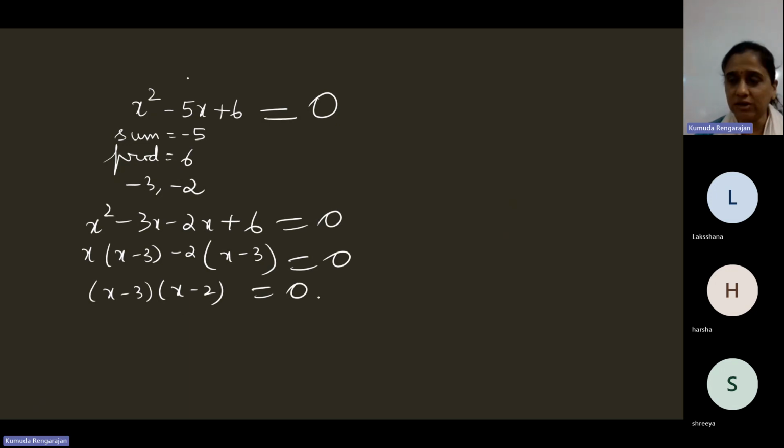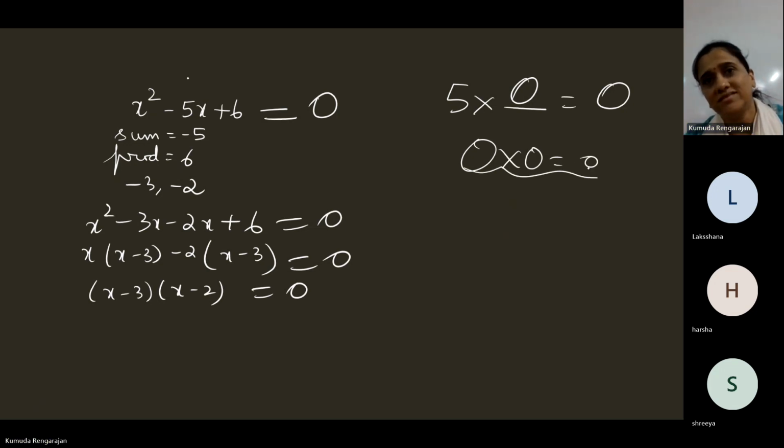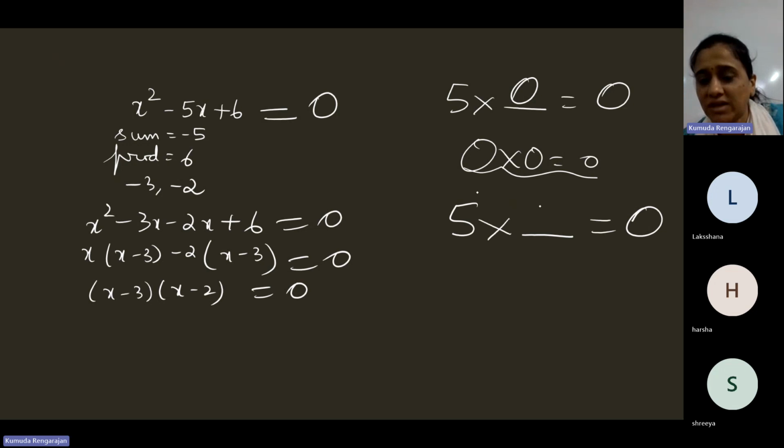Now, when the product is 0, one of them has to be 0. If something multiplied by something gives 0, then one of them must be 0. If one factor is not 0, then the other thing has to be 0. When this is multiplied with something and the product is 0, that's because this one is 0.